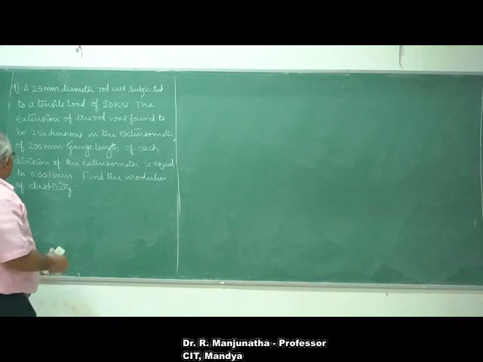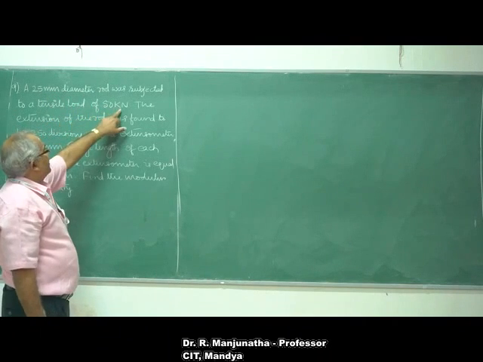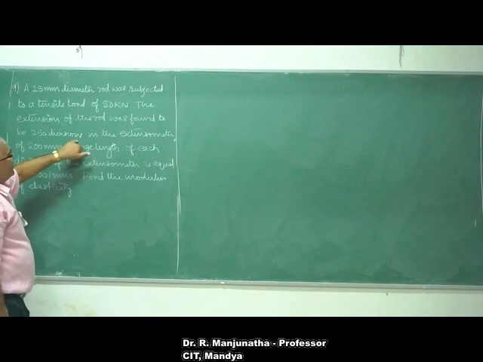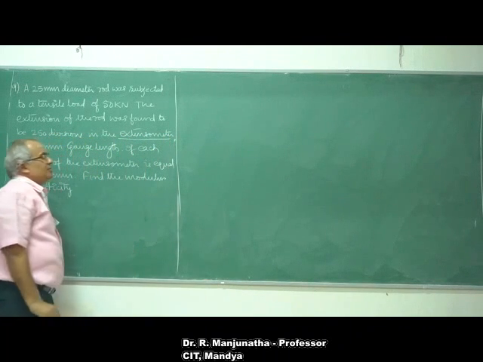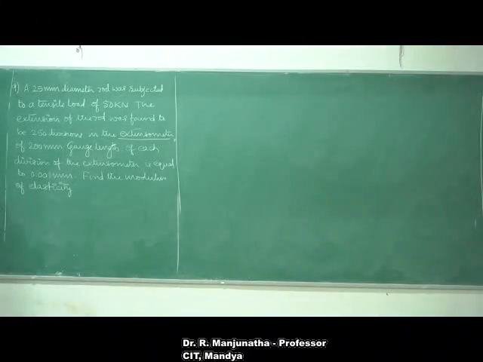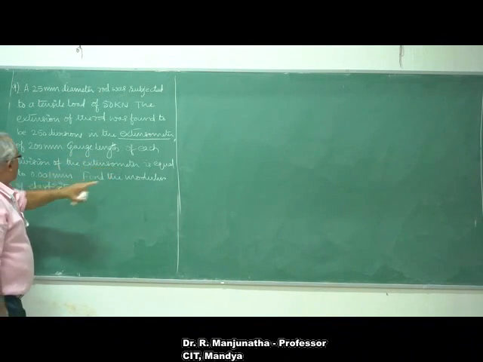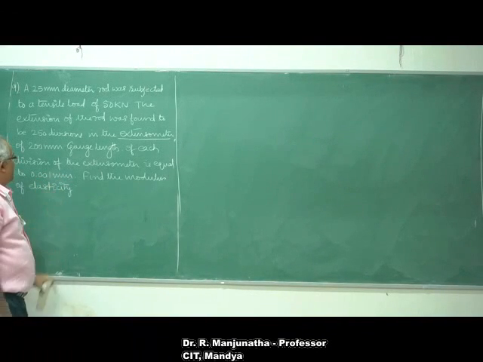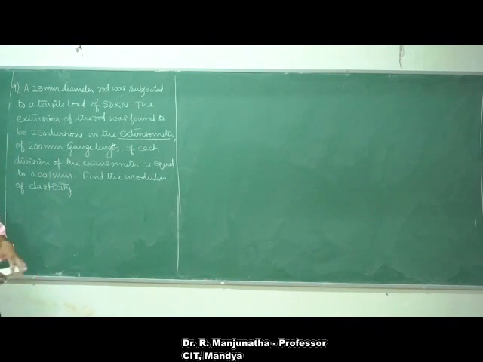Now we are going to take up the next problem. A 25 mm diameter rod was subjected to a tensile load of 50 kN. The extension of the rod was found to be 250 divisions in the extensometer, which is used in a universal testing machine to find out the deformation of 200 mm gauge length. Each division of the extensometer is equal to 0.001 mm, so this is the least count of the extensometer. Find the modulus of elasticity. So this is the problem given to you.